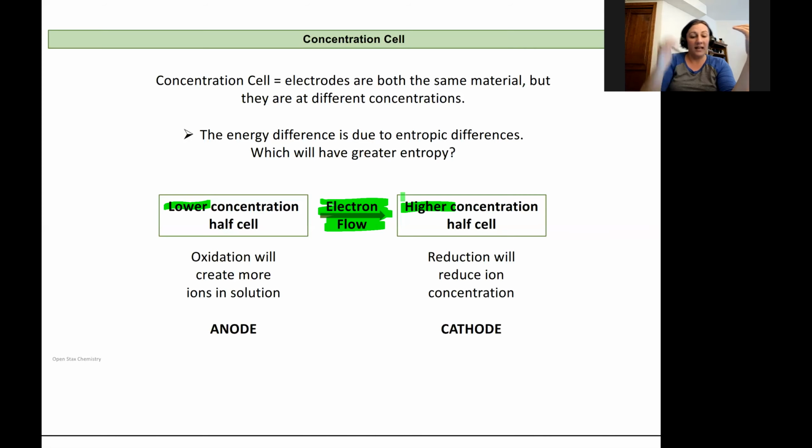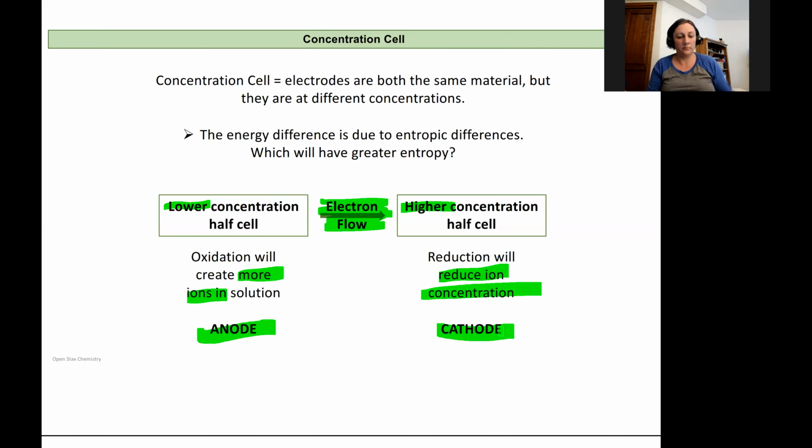And that's because as we oxidize, we create more ions in solution at the anode. And as we reduce, we're actually taking those ions and turning them into the elemental form. So we're going to see a reduction in our ion concentration at our cathode. So let's look at one of these.